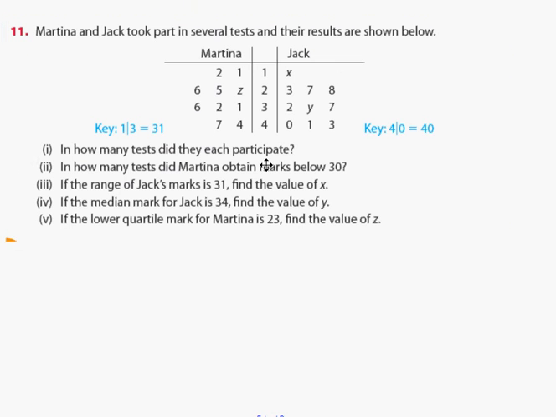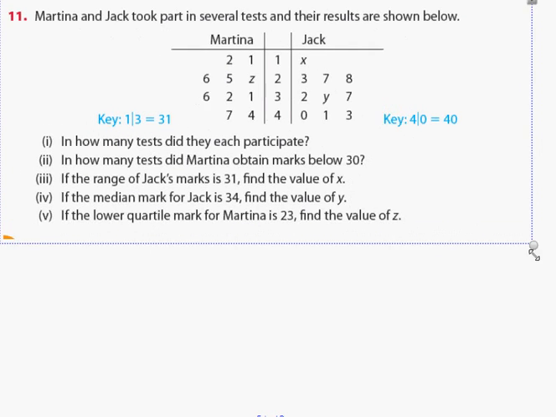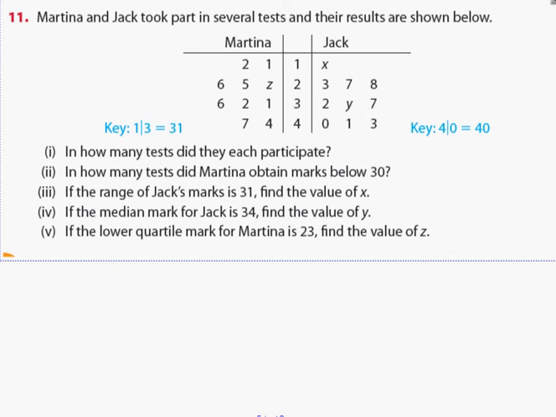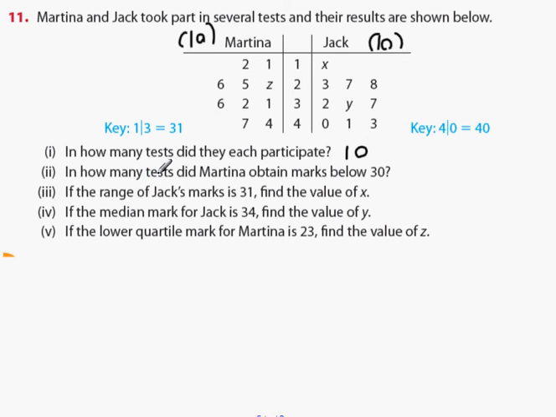This one. Oh, this is interesting. Now, how many tests did each participate in? Jack has 1, 2, 3, 4, 7, 10. Jack did 10. Martina? Martina also did 10, didn't they? So 10. How many tests did Martina achieve below 30? 1, 2, 3, 4, 5.